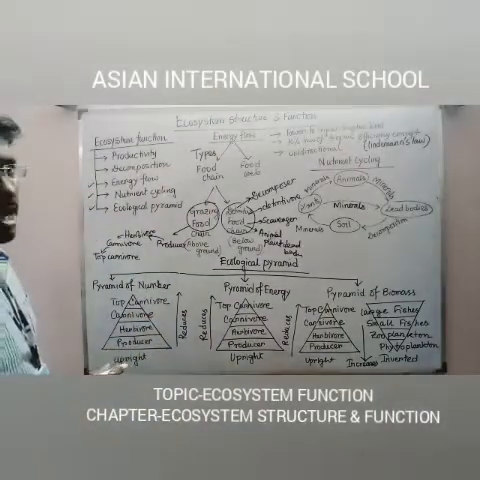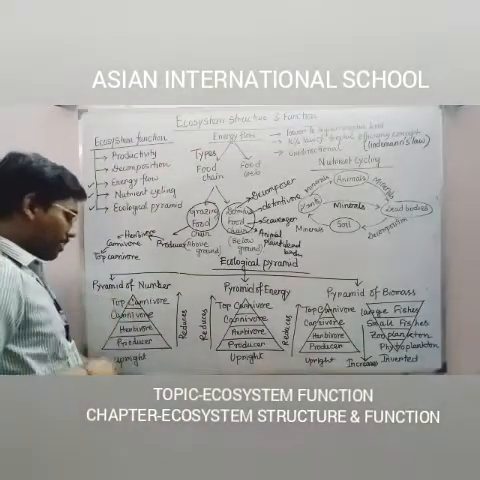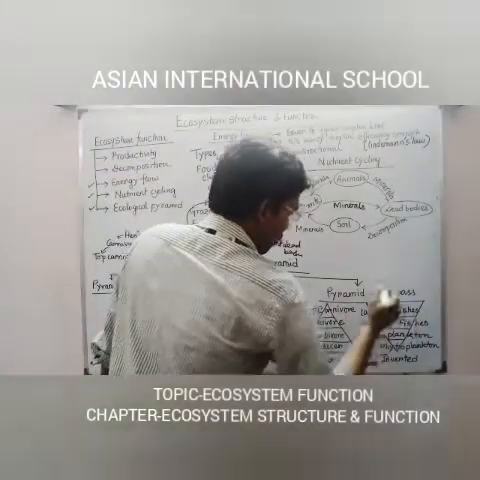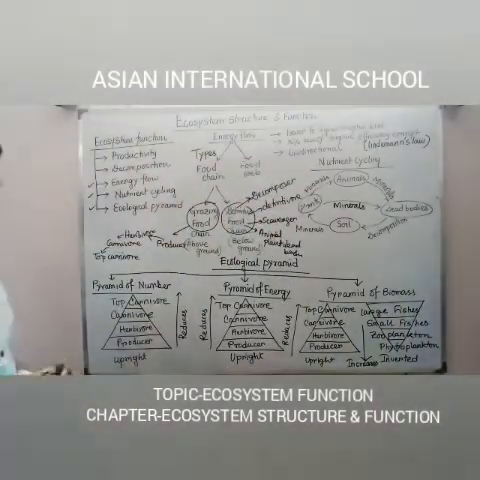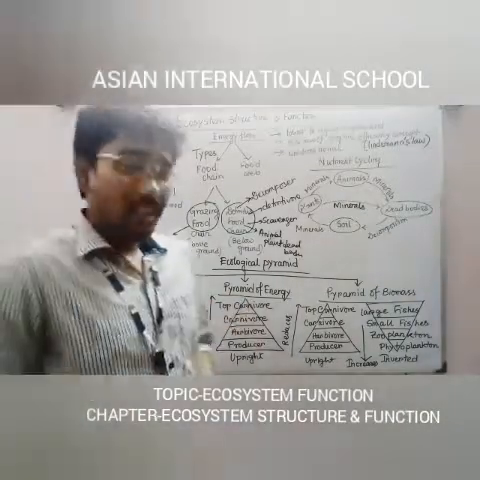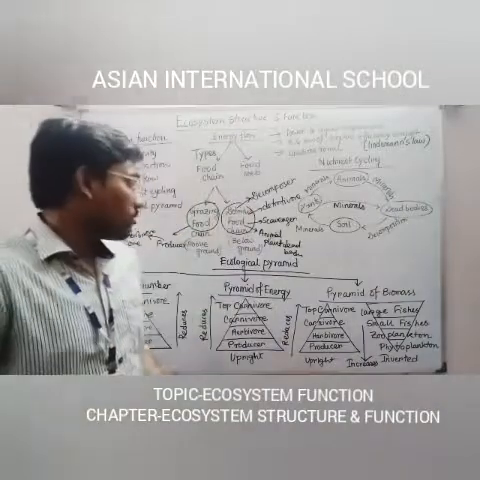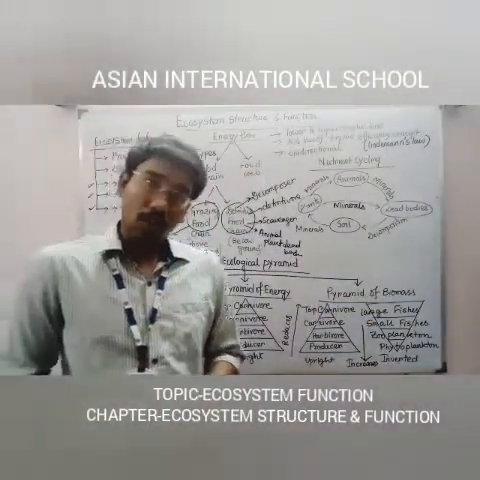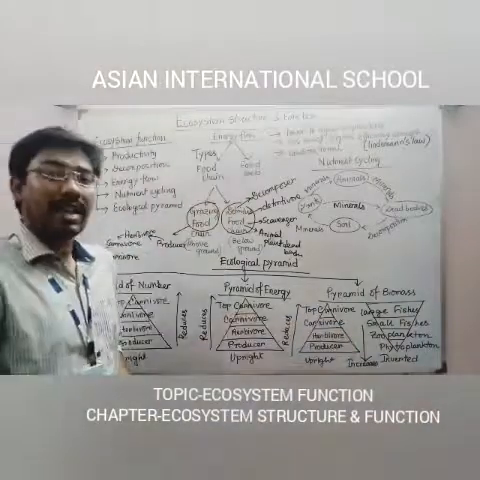Let's see how many types of pyramids are present. There are 3 types of pyramids mainly present: pyramid of number, pyramid of energy, and pyramid of biomass. Clear? So based on the number of the organisms present in the trophic level, based on the energy available in each and every trophic level, as well as based on the mass of the organisms present in each and every trophic level, we have segregated these 3 categories.